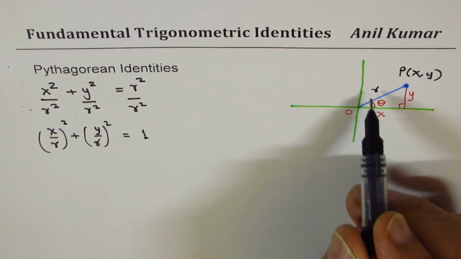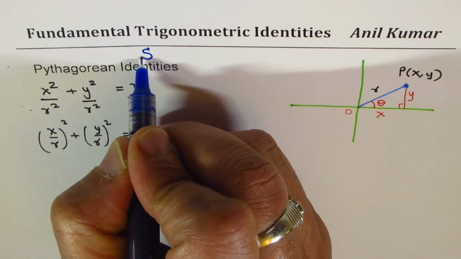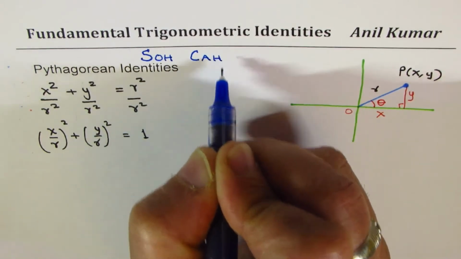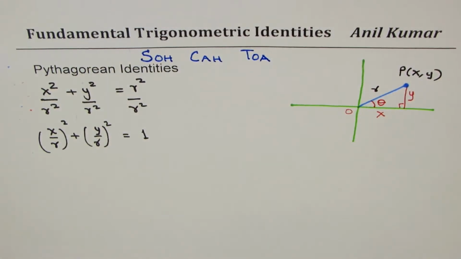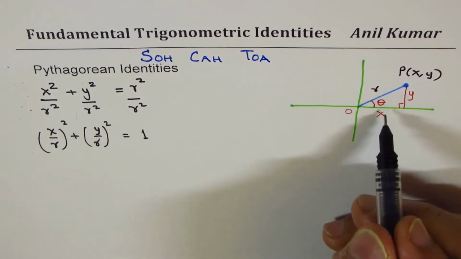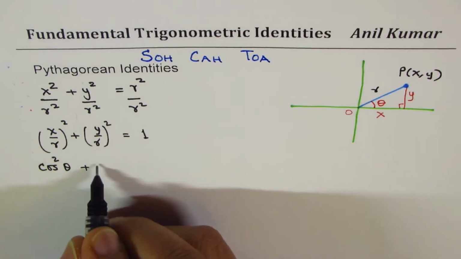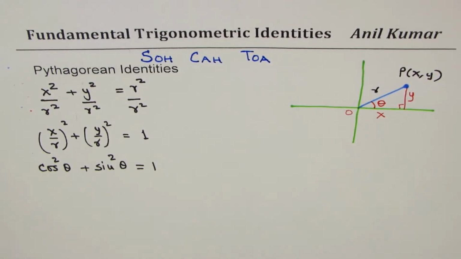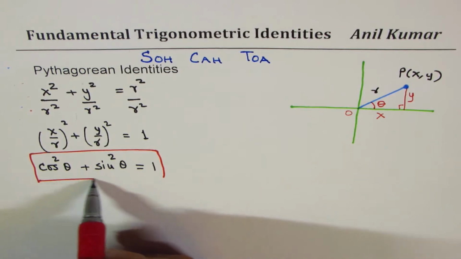Now what is x over r? It is cosine theta, right? So I hope you remember. Let me write down here. So sine is opposite over hypotenuse. Cosine is adjacent over hypotenuse. And tan is opposite over adjacent side, right? Now x over r is cosine of theta, so we get cos square theta plus y over r is sine square theta is equal to 1. Now this is a fundamental trigonometric identity which is very helpful to prove most of the identities, right?